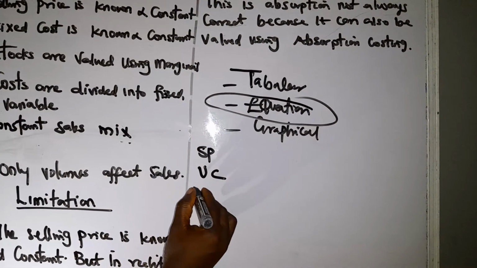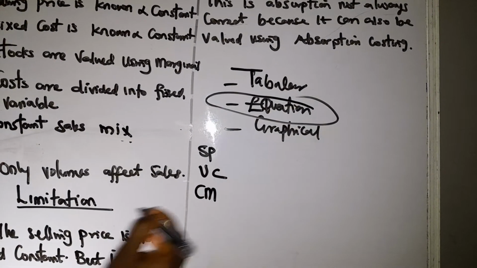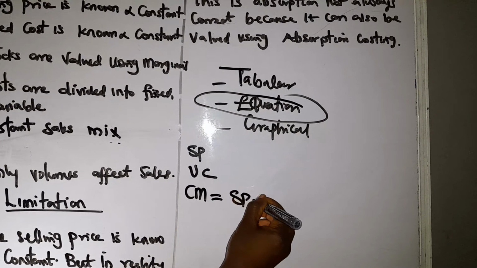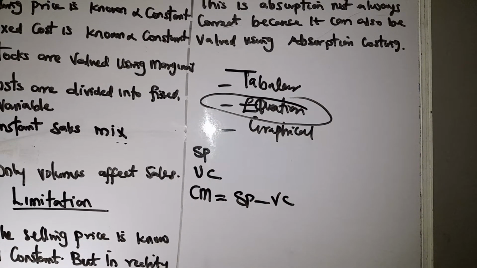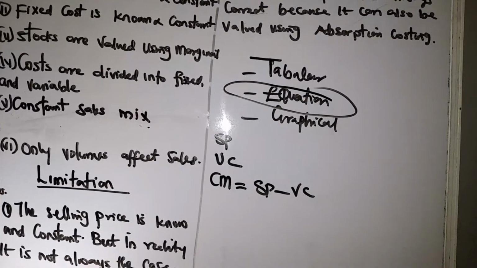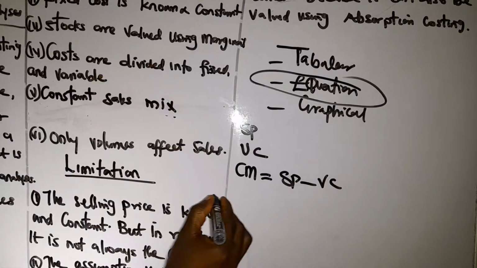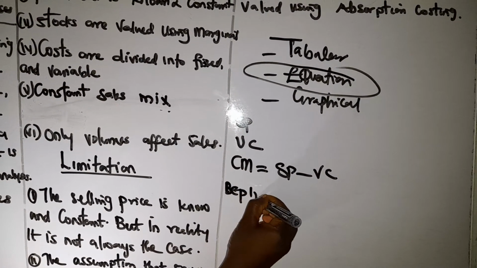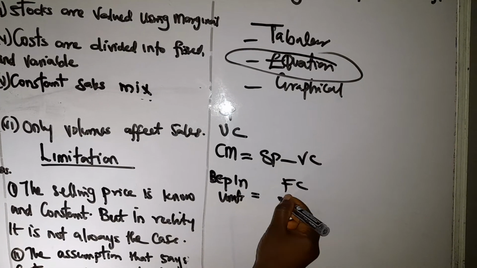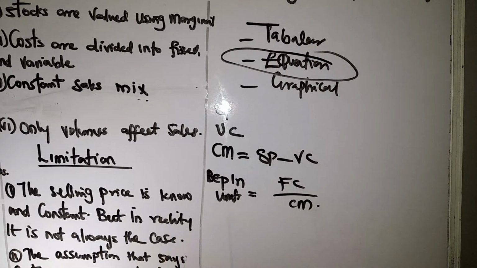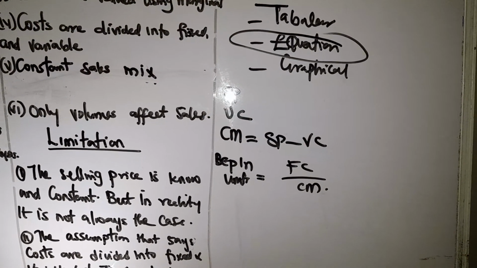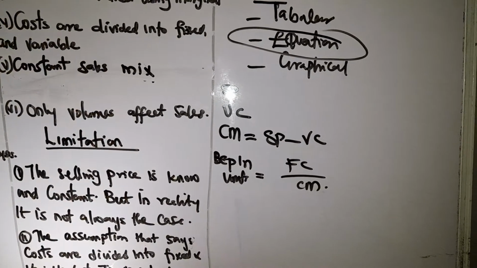So you must identify what is known as CM, which is known as contribution margin. What is contribution margin? It is selling price minus what? Variable cost. So the ability to understand this will make you able to solve your break-even point. So the first one, you have the break-even point in units. Break-even point in units is the fixed cost over CM. That means how many units will be my break-even point.